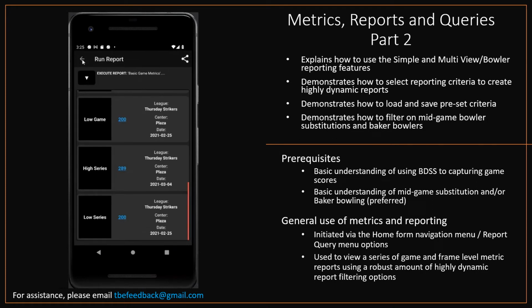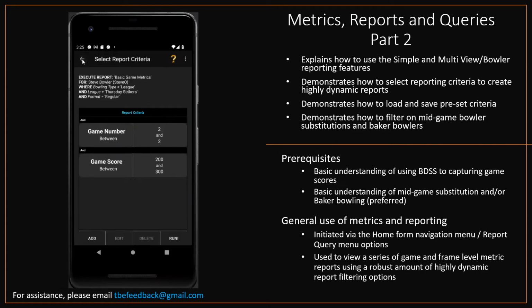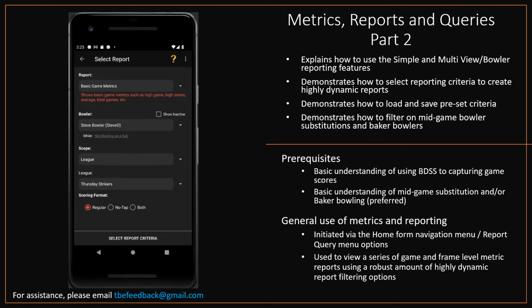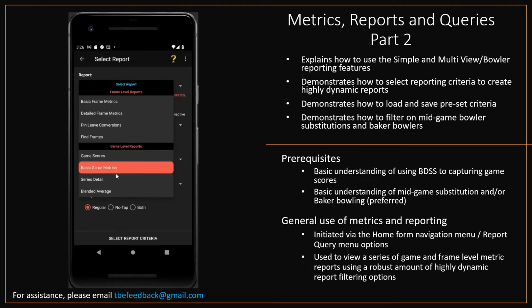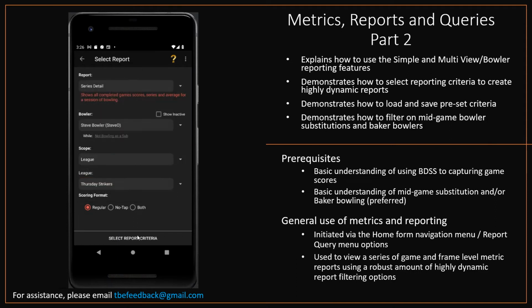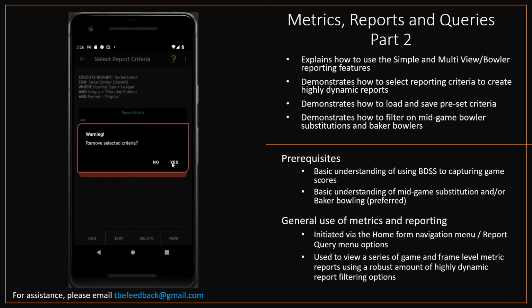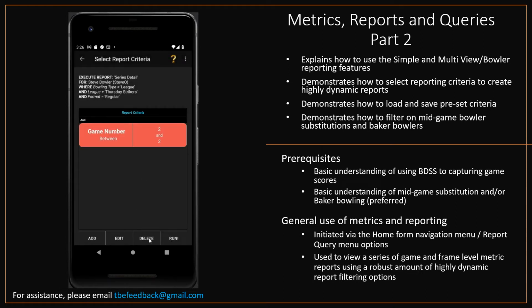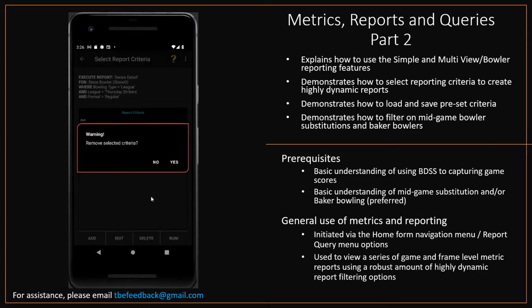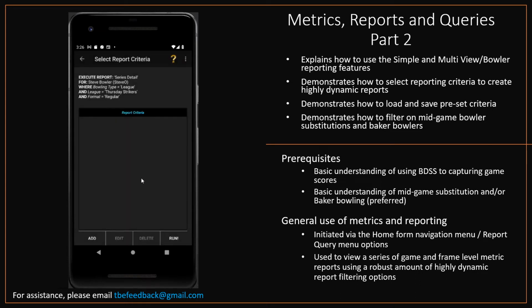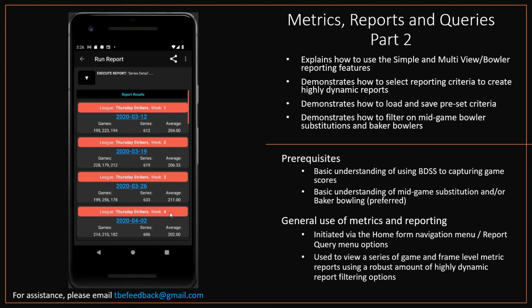Okay, now let's go back again, take a look at the next report. And let's take a look at series detail. Click select report criteria. And for this, I'm going to remove the existing criteria just to show you a little bit more detail. And then we click run.